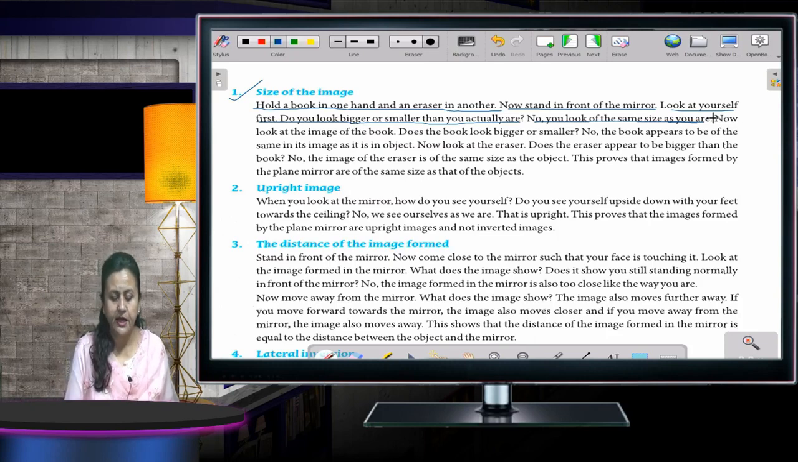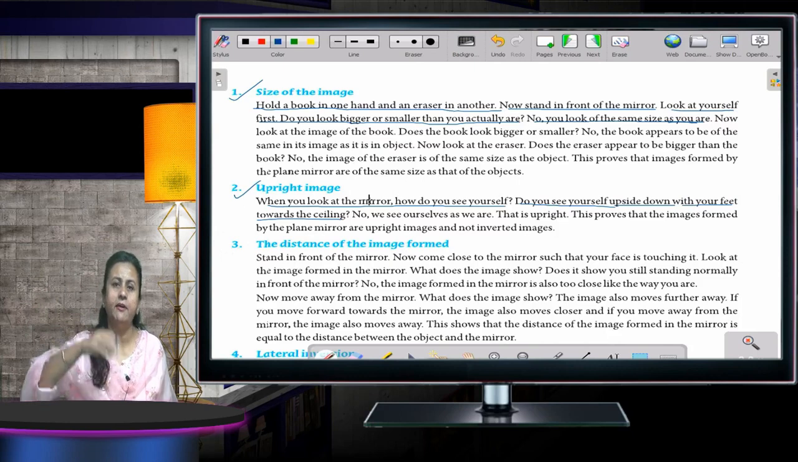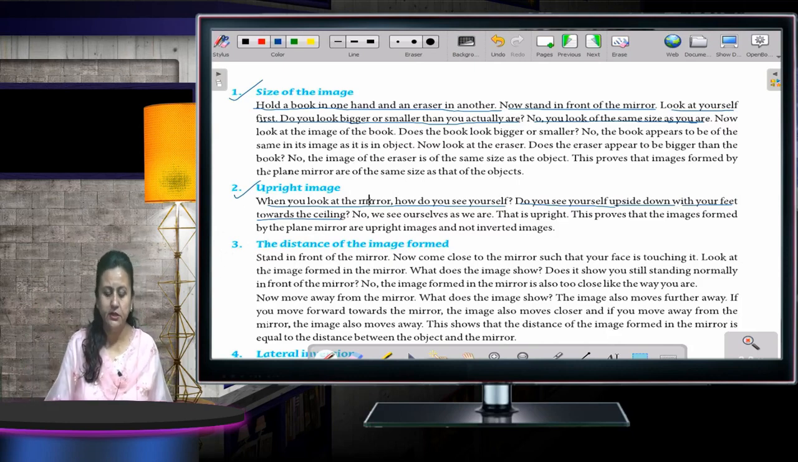Okay. Then upright image. When you look at the mirror, how do you see yourself? Do you see yourself upside down with your feet towards the ceiling? No. The way I am standing, I would be able to see myself the same in the mirror. The image won't change. It would not be like my head is down and my feet are up. Fine, children. Then the distance of the image formed.